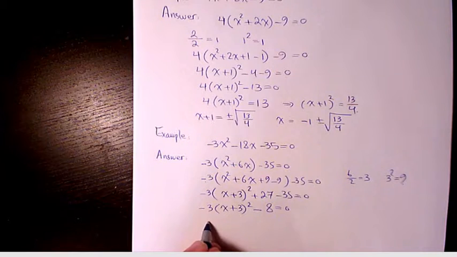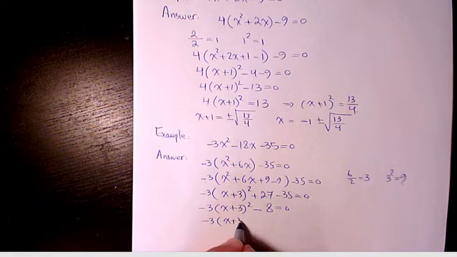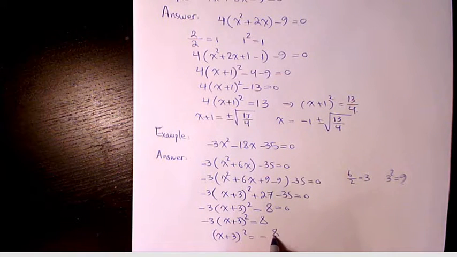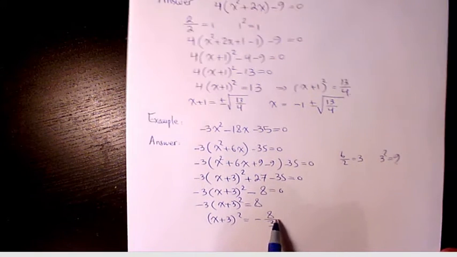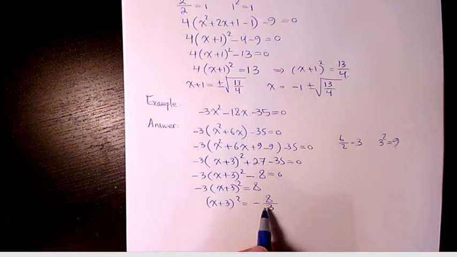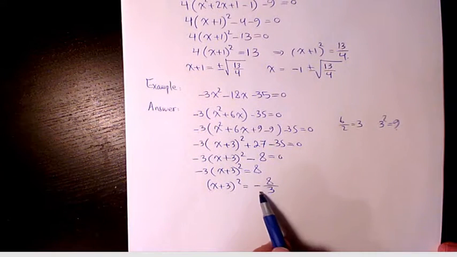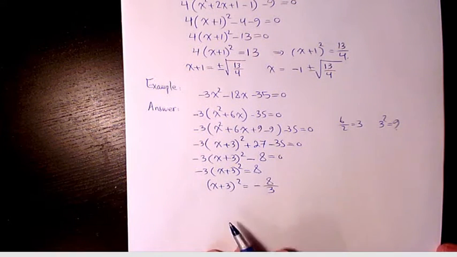So we have negative 3(x plus 3) to the power of 2 equals positive 8. So (x plus 3) to the power of 2 is going to be negative 8 over 3, because it's 8 over negative 3. So (x plus 3) to the power of 2 equals negative 8 over 3.